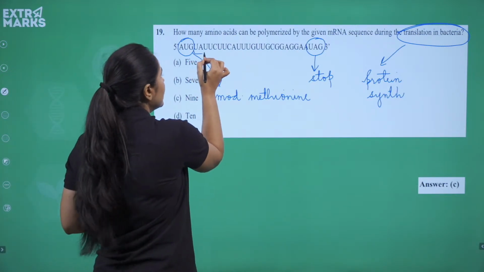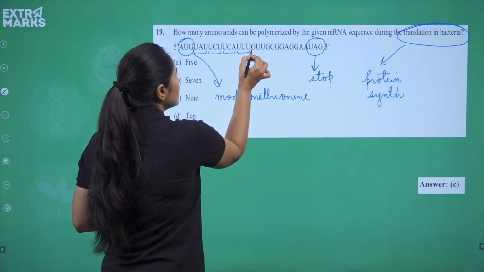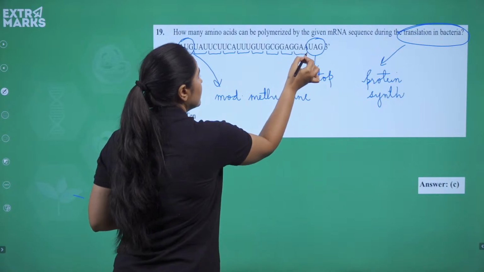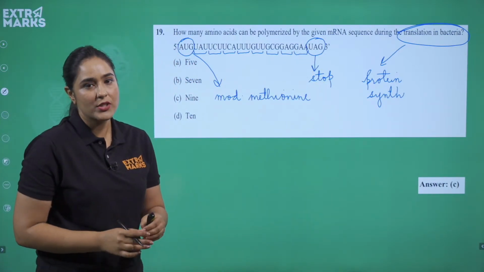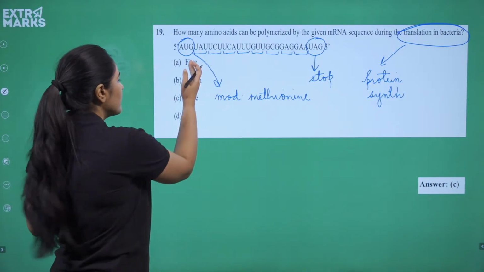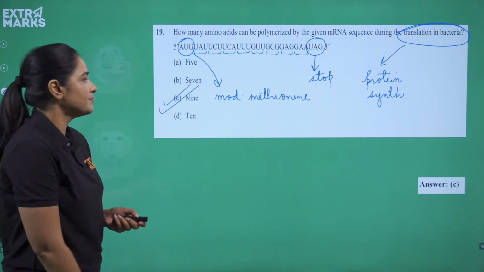Now second, third, fourth, fifth, sixth, seventh, eighth and ninth. And the last one will be the stop. So here the translation will stop. So amino acids we will be having 9. So we are having 5, 7, 9 and 10. C option here is correct.